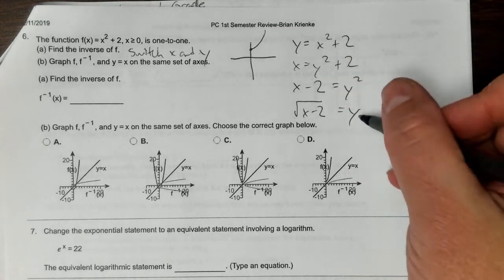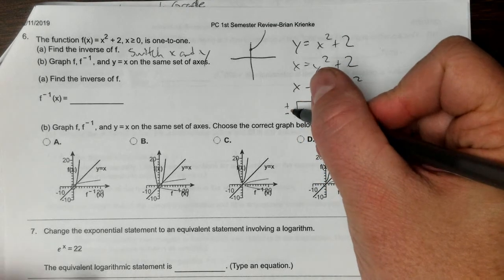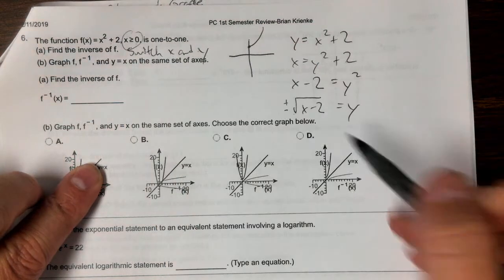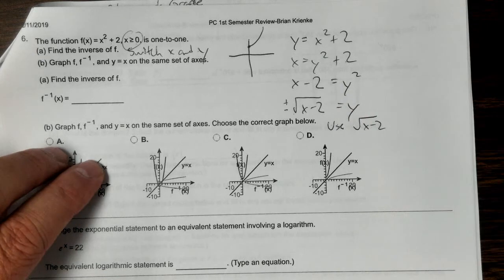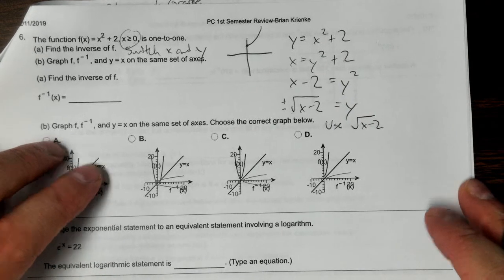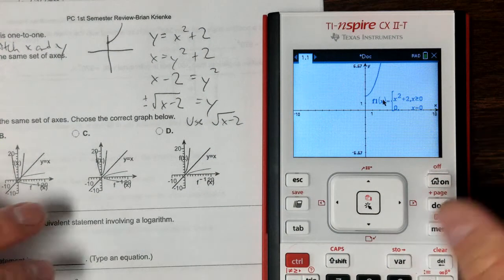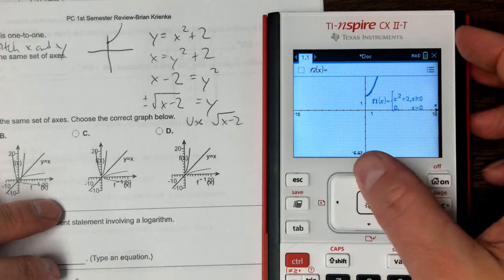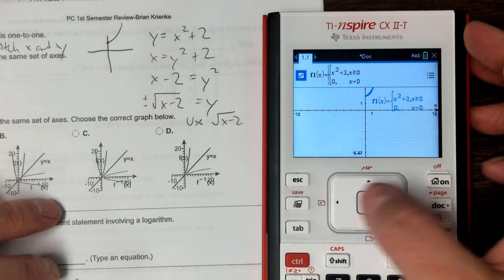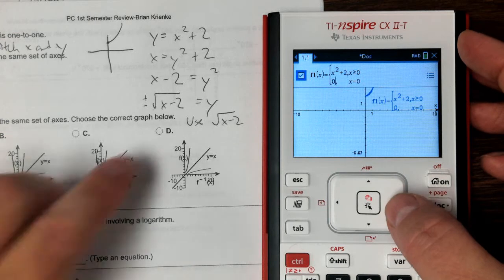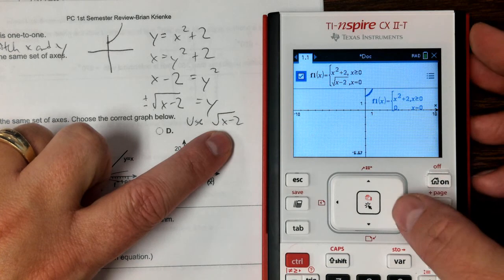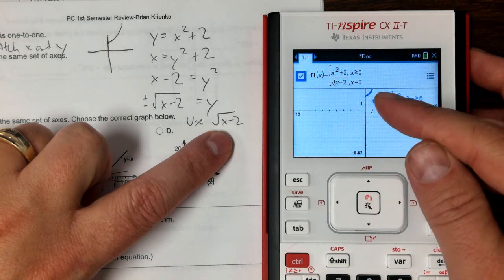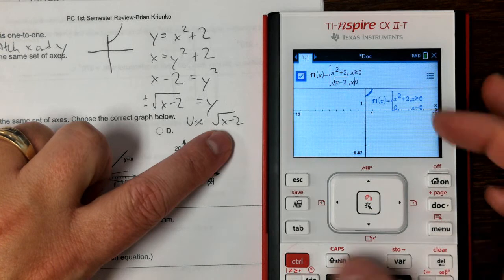And really when you take your square root, it should be plus and minus, but because this is limited to positive, then so is this. So use your square root of x minus 2. So now if I go back to what I was doing earlier, and I change this to what we really wanted, we'd have the square root of x minus 2, and we want this when x is greater than or equal to 0 also.